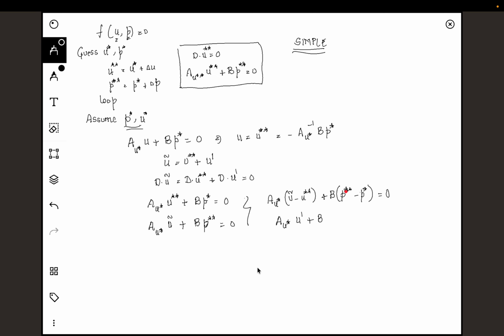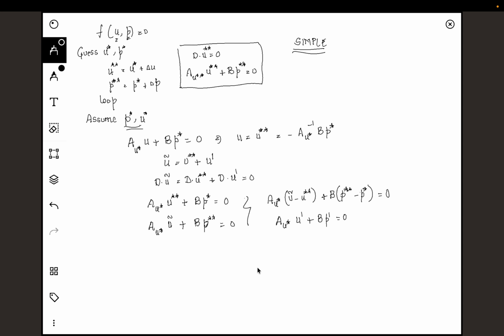Similarly, whatever is the new pressure I'm getting minus whatever is the current pressure, I'll call that the pressure correction p prime, equal to 0. So this is basically my pressure correction equation. Or we'll get there a little later. So this is not actually the pressure correction equation. So now we have to solve this equation again.